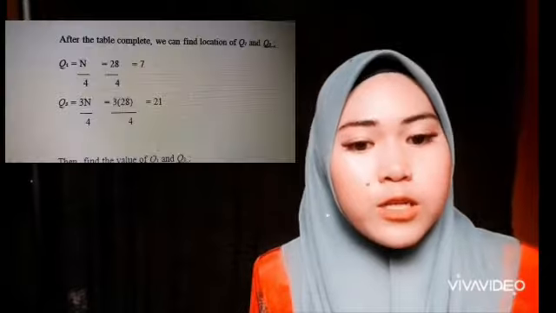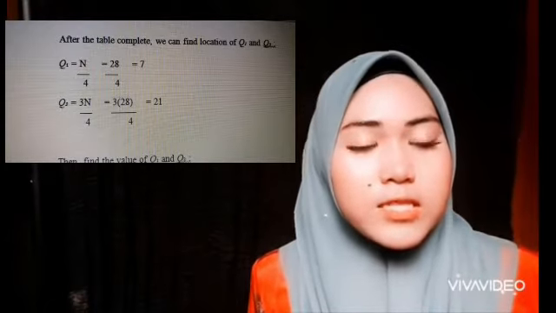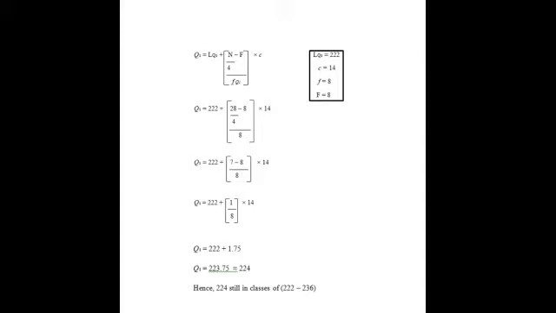This is the table of the data that we collected. After the table is complete, we can find Q1 and Q3. Like I said before, the formula to find the location of Q1 is N over 4, where N is 28. 28 over 4 is equal to 7. And the third quartile, Q3, is 3N over 4, so 3 times 28 over 4 is equal to 21.